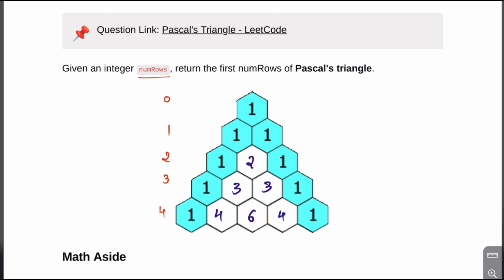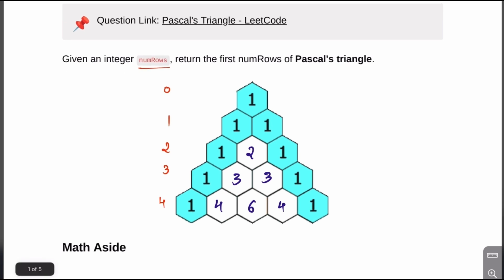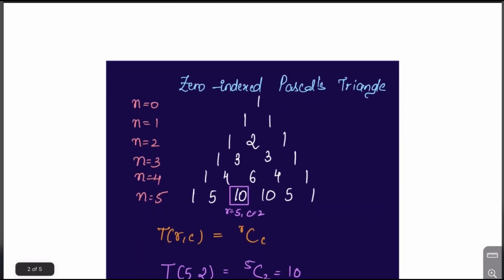The first variation of this question: find me a particular entry of Pascal's triangle. Find me this value. The proof directly comes from the binomial theorem, which is a bit out of scope of this video.